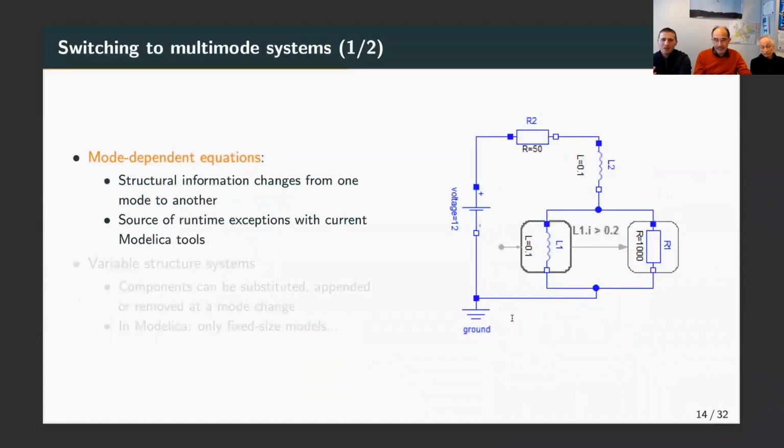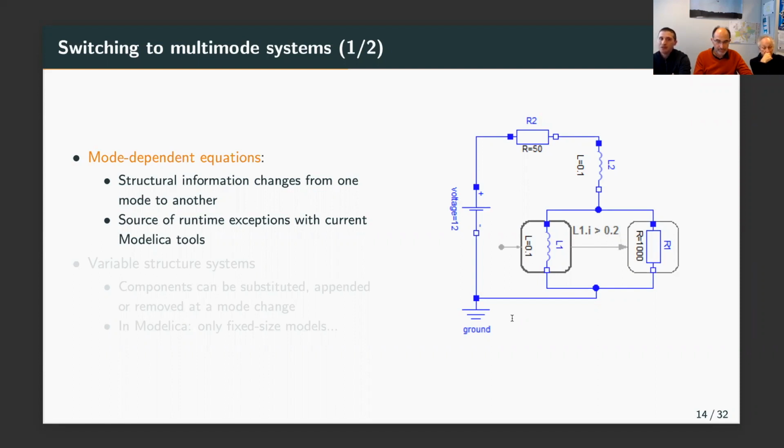And now the issue we handle specifically is how to switch to multimode systems, because now we have several changes. The equations themselves are mode dependent. So in this pretty simple example of a circuit in which you want to model a possible failure of a component, at the moment of a mode change, one differential equation will be replaced with an algebraic equation. So the structure of the system changes in the sense that the structural information will change. And so the results of the structural analysis may not be the same in each mode.